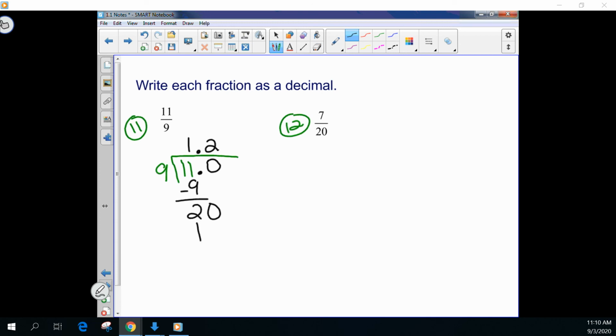9 times 2 is 18. And then I subtract 20 minus 18 is 2. Put in another 0. Carry the 0 down. 9 goes into 20 2 times. And I have 9 times 2 is 18. Subtract. I have a remainder of 2. So once again, I keep having a pattern of 20 minus 18 with a remainder of 2. So that tells me that I need to put in a repeat symbol, and this would be my final answer. 1.2 repeating.